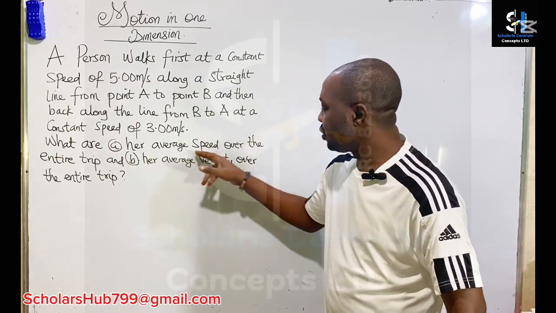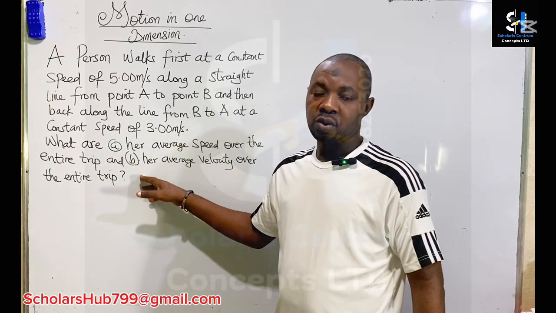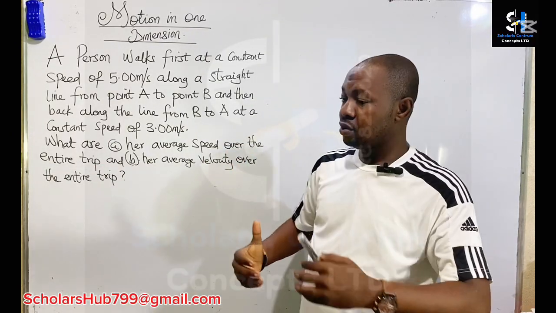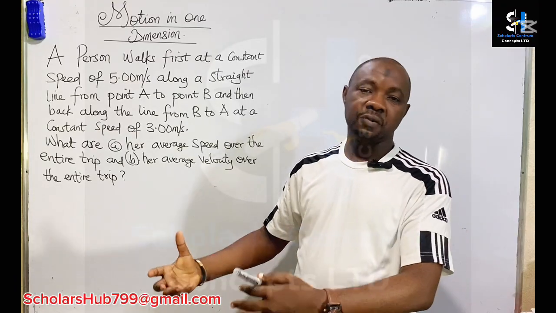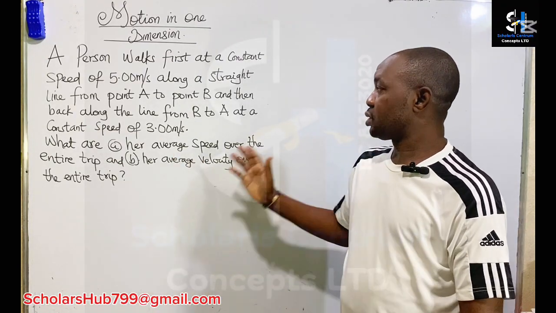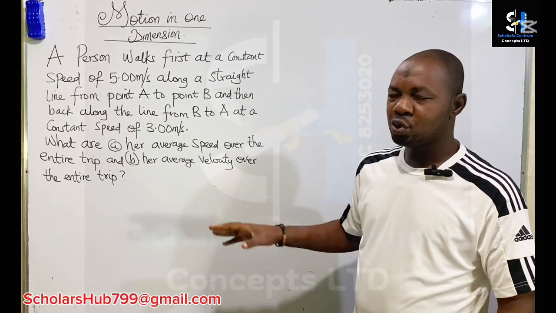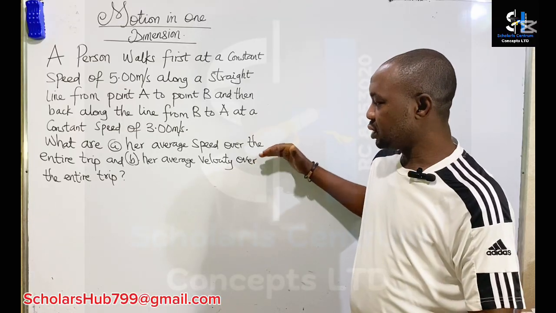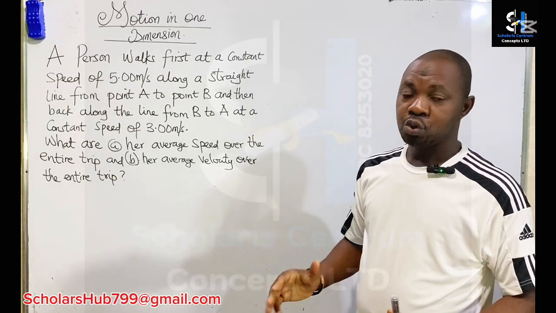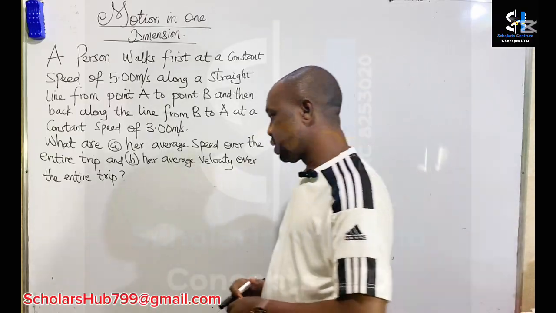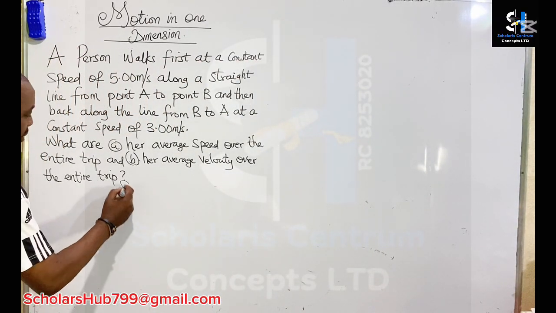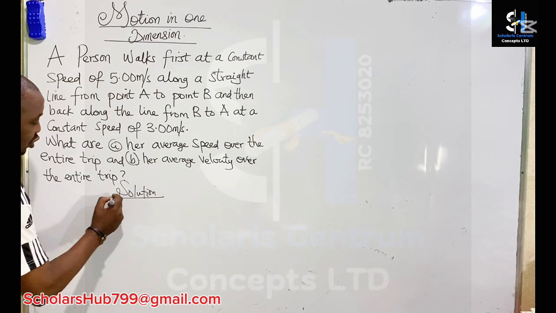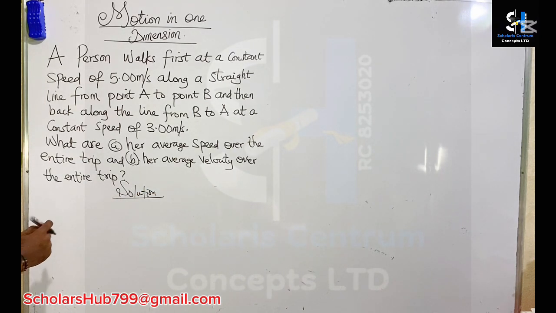What are our average speed over the entire trip? That is, the average speed during the interval of time the person walks. Same with average velocity. There are two different questions in this case, so let's not mix them, but let's see how to work it out. The first question is for us to calculate the average speed over the entire trip.